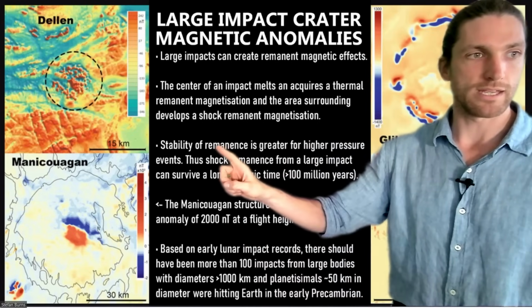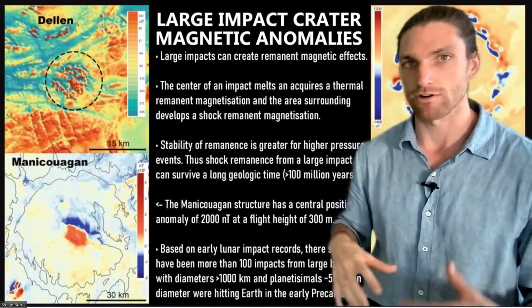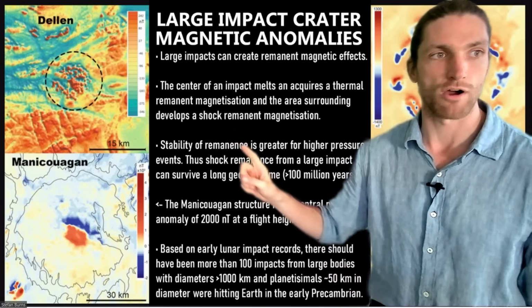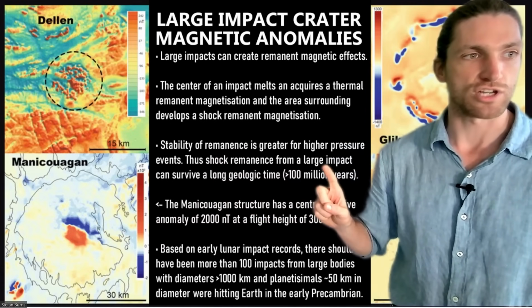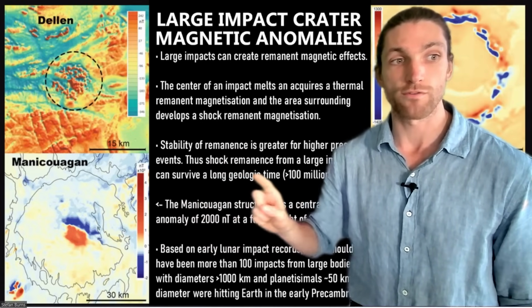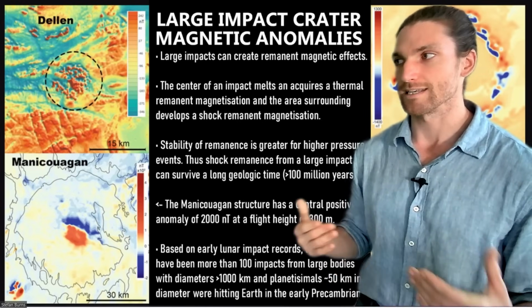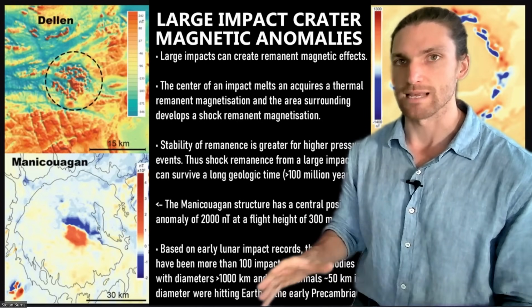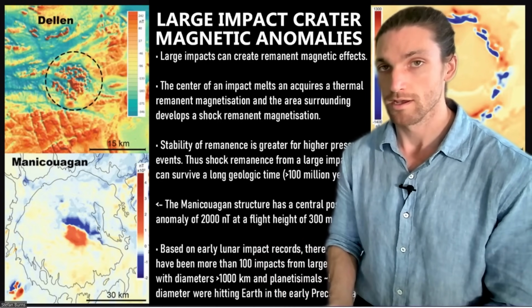The stability of remnants is greater for higher pressure events. So generally larger impacts create stronger magnetic anomalies. And shock remnants from a large impact can survive for a very long geologic time. For example, the Bengui magnetic anomaly is expected to be from this impact that was more than 600 million years ago. It's in the Precambrian.